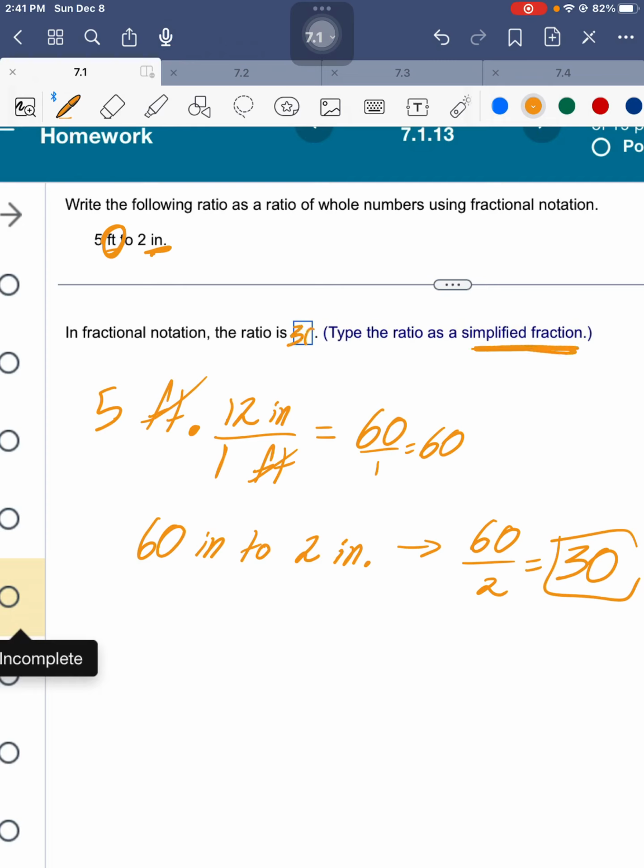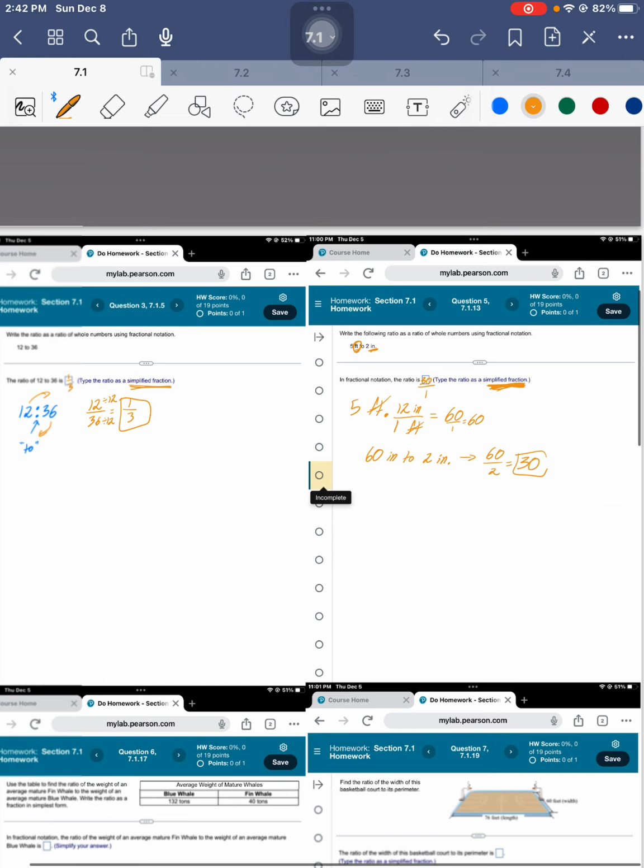And you got to write it as a simplified fraction, guys, so please make sure that you do 30 over 1. It'll mark it wrong if you don't do 30 over 1. So just make sure you're reading it, okay?